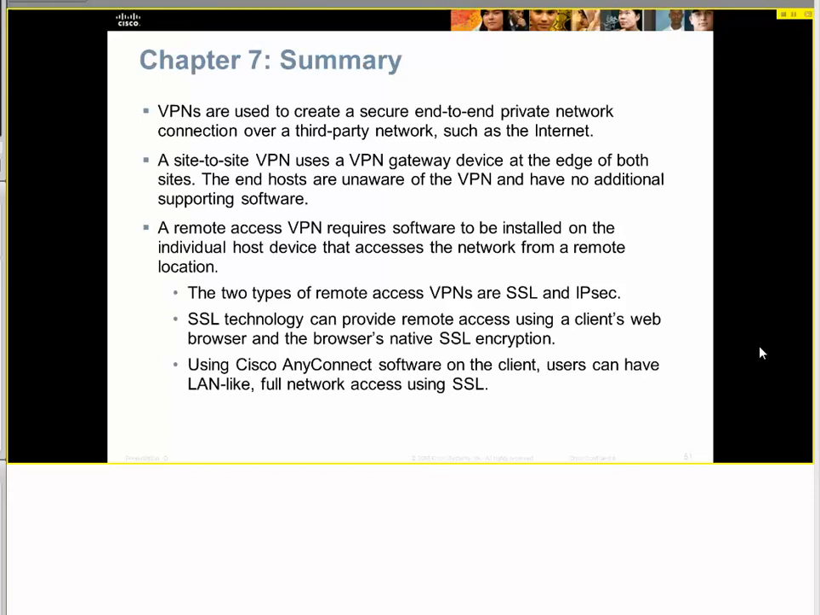All right, so just to quickly summarize, VPNs are used to create secure end-to-end private networks. They are used over the internet, but they can be created over any network as long as you can see the IP address at both ends. Site-to-site VPNs set up a tunnel between endpoints, and individual devices on the LANs at both sides don't have to know anything else about it. Remote access VPNs require that software be installed on host devices that allows them to be the endpoint connecting to your VPN router or firewall.